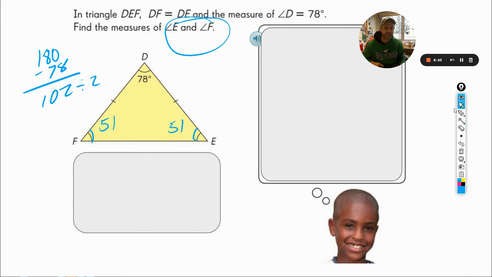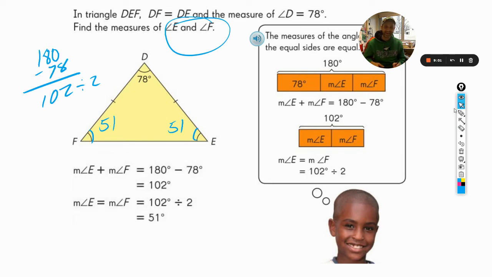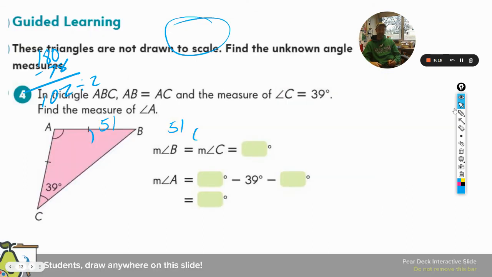Let's see how I did. Okay, add them up. You get the 102. 102 divided by 2. Yay! All right. Again, the biggest thing we've done here is 180 minus 78 and 102 divided by 2. The computation is relatively simple. It's the problem-solving element. Deciding what to do is the real thinking part.